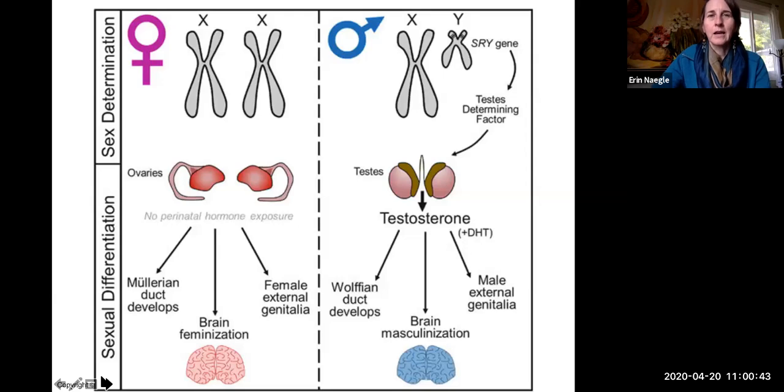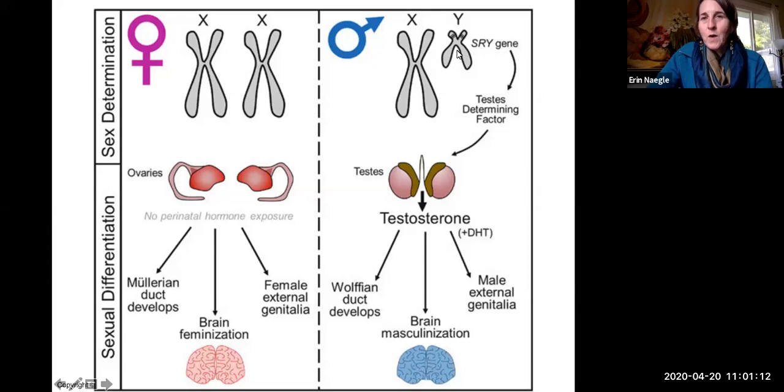So here's a summary. Let's walk through this. Females, XX, are going to develop ovaries, and we'll talk more about this, the Mullerian duct develops, and they gain female external genitalia, and then also their brain becomes feminized, meaning they identify as, their gender identifies as female.